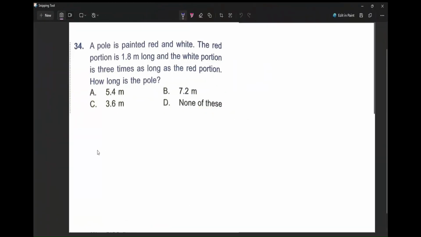34th question, children. A pole is painted red and white. The red portion is 1.8 meter long and the white portion is 3 times as long as the red portion. How long is the pole? So let's write the length of the pole given.